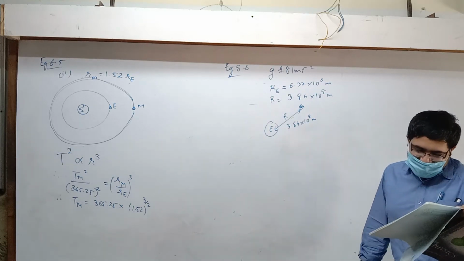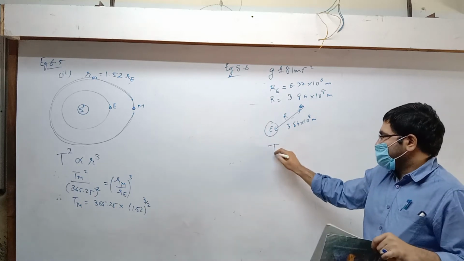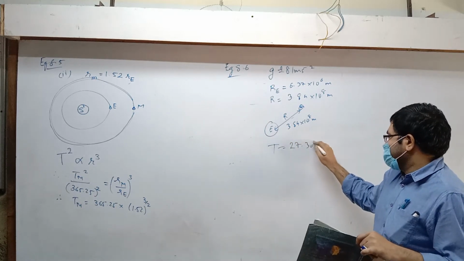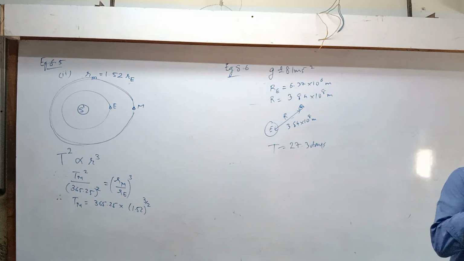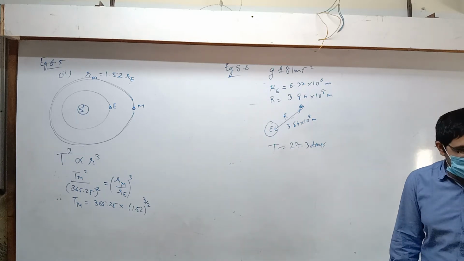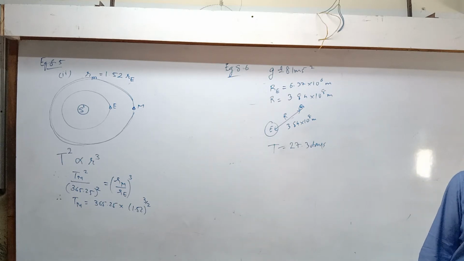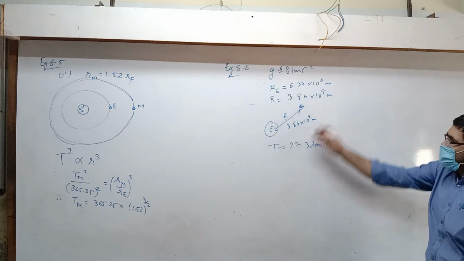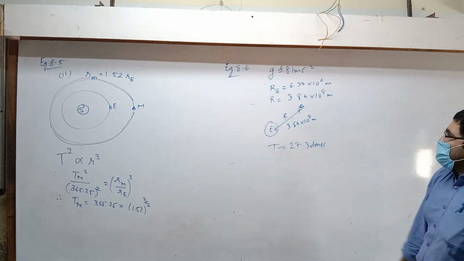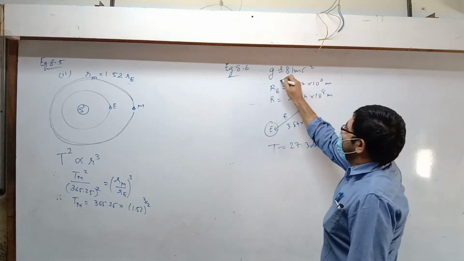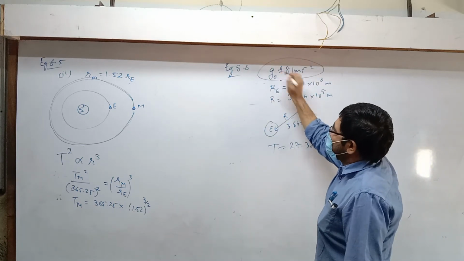And the time period of revolution of Moon is 27.3 days. Obtain the mass of Earth in two different ways. Okay, you have to find the mass of Earth in two different ways using all these numbers. So basically we just have to establish a relation. We know g's value on Earth's surface is gE.